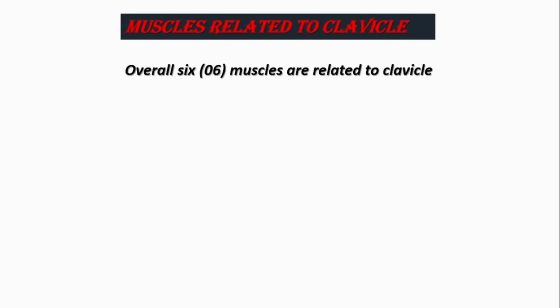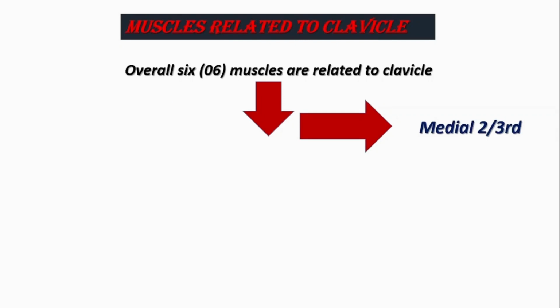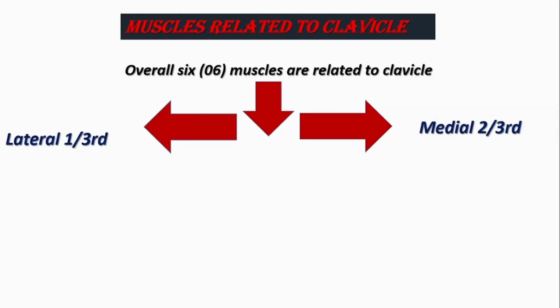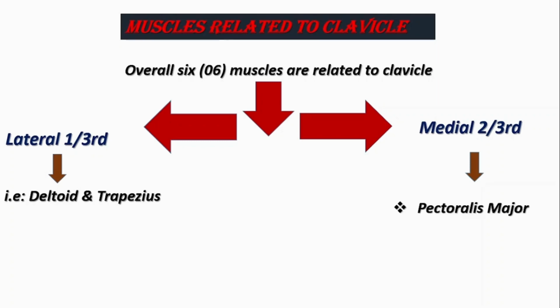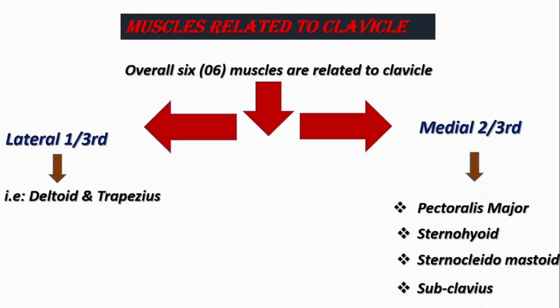Overall, 6 muscles are related to clavicle. Remember, these muscles either take their origin from the clavicle bone or insert on the clavicle bone. Now, as you know, we have 2 parts of the clavicle bone, that is medial 2/3 part and lateral 1/3 part. To lateral 1/3 part, 2 muscles are related, that is deltoid and trapezius. While on the medial 2/3 part, 4 muscles are related, that is pectoralis major, sternohyoid, sternocleidomastoid, and subclavius. Now, pause the video and learn the names of all these muscles, because we are about to discuss the animations of all these muscles.